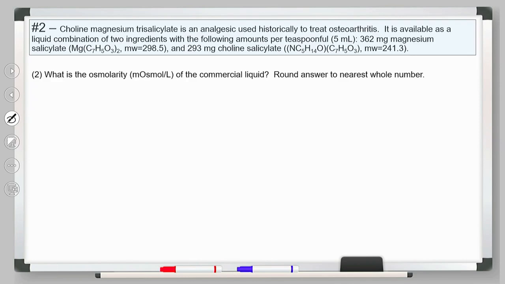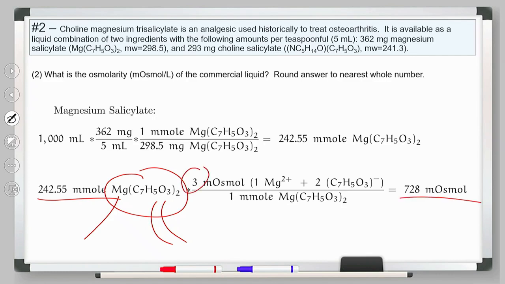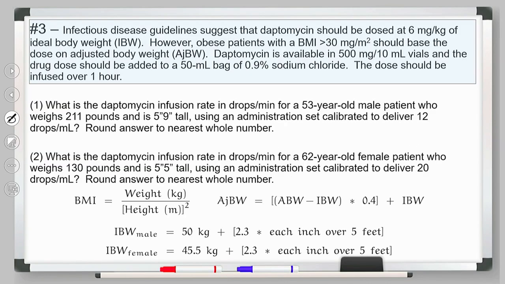Now, it's asking for the osmolarity, and for the sake of time, I'm not going to go through this in detail. It's the same process. But in the end, when you know the number of molecules, look at the formula of magnesium salicylate. How many particles are there? 1 magnesium, but 2 salicylates. So that's why there's 3 times its number of molecules to get to the milliosmoles. Whereas when you look at the choline salicylate, there's 1 particle here, 1 particle here. That's why there's a 2 there. All right, so it always goes back to the molecular formula in terms of doing those.